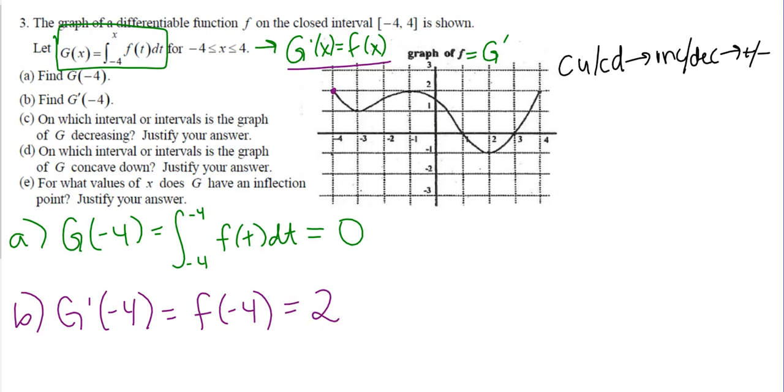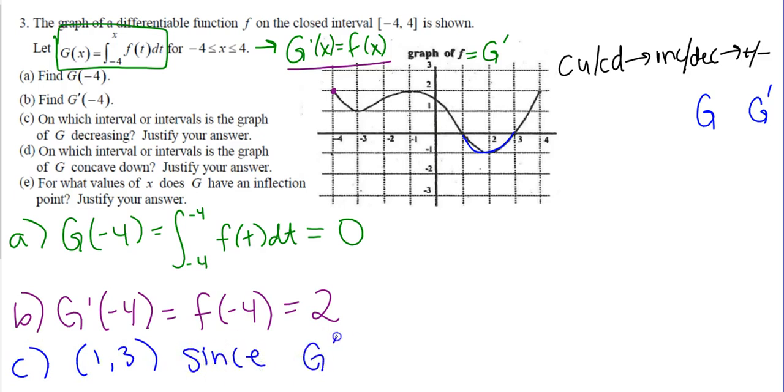All right, part C, on which interval or intervals is the graph of g decreasing? Justify. We were not given the graph of g, we were given the graph of f, which is equal to g prime. So if I want to know where g is decreasing, that would be the same as g prime being negative, so below the x-axis. So for part C, we can go from x equals 1 to 3, and my justification is since g prime or f, you don't have to state both since you've already stated that they're equal here, but either one, is negative there.